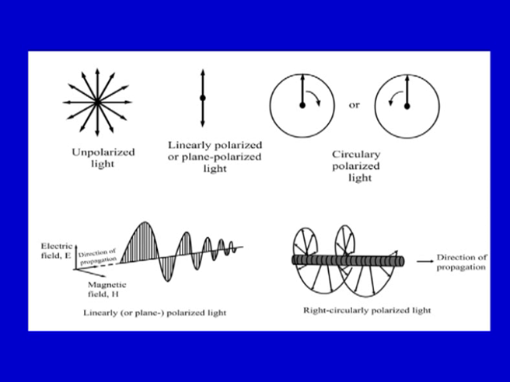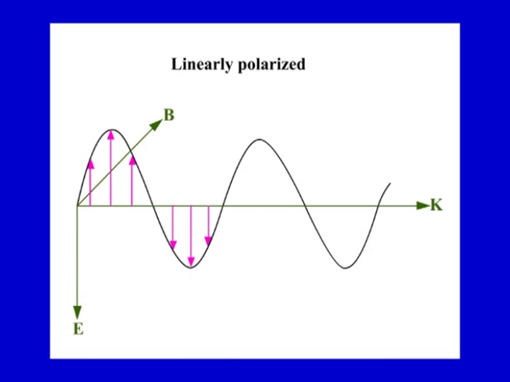Here you can see this figure. It shows the plane or linearly polarized light, which is oscillating in only one direction. And here is the circularly polarized light, and this is the direction of propagation. Like I said, it could be obtained by combining two polarized lights at 90 degrees. This is another representation of linearly polarized light.